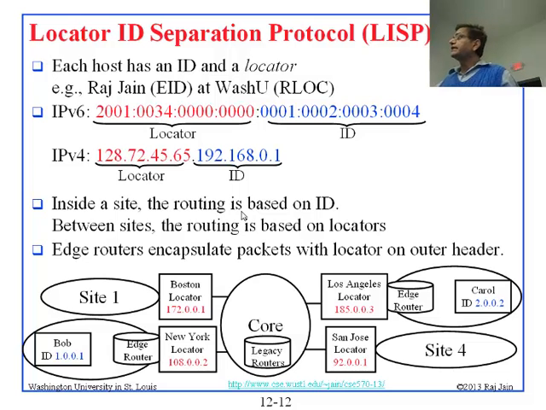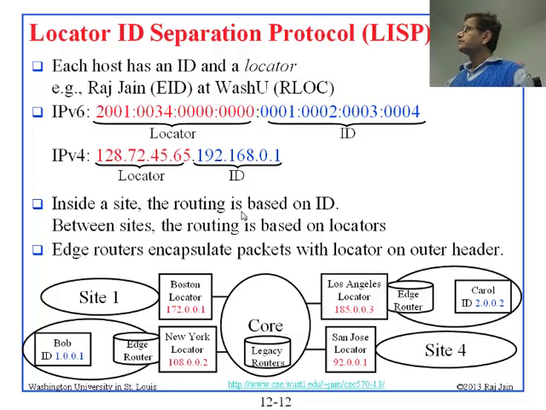Inside the site, the routing is based upon ID. So when I am in Vashu, and somebody wants to send a packet, it is done by looking at my ID. But when I get out of Vashu, then to go to wherever I am, they will have to find out first my current locator, which last week was Chennai, for example, and then they will find out how to get from here to Chennai, and the packet will be delivered there. So that's the two parts. The edge routers encapsulate the packet with the locator on the outer header.